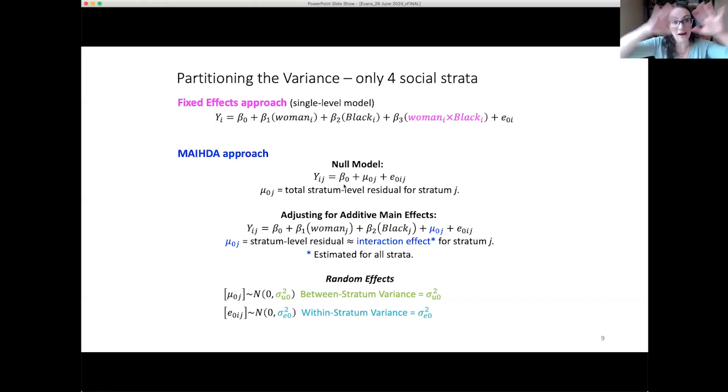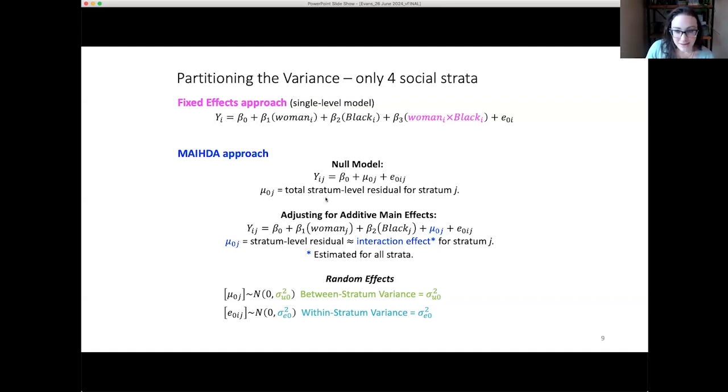So this is sort of the average across all of the strata. And then we have mu0J. This is how much the average expected predicted value for this particular stratum differs from that overall average. So in other words, it's getting at this idea of departure of this stratum from the average overall. And then within each stratum, we can have individuals with a bit of variation in their scores.